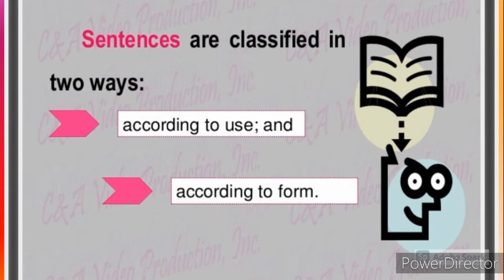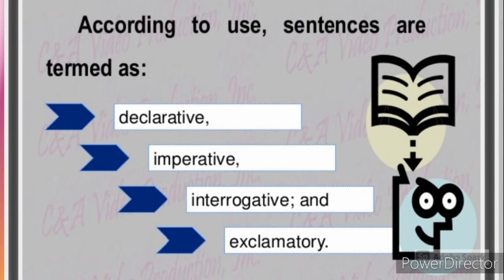Now the sentences are classified in 2 ways: according to use, that is according to meaning or function, and according to form. According to use, sentences are termed as declarative, imperative, interrogative, and exclamatory sentences. There is another type of sentence which is the optative sentence. An optative sentence includes a curse or a blessing.